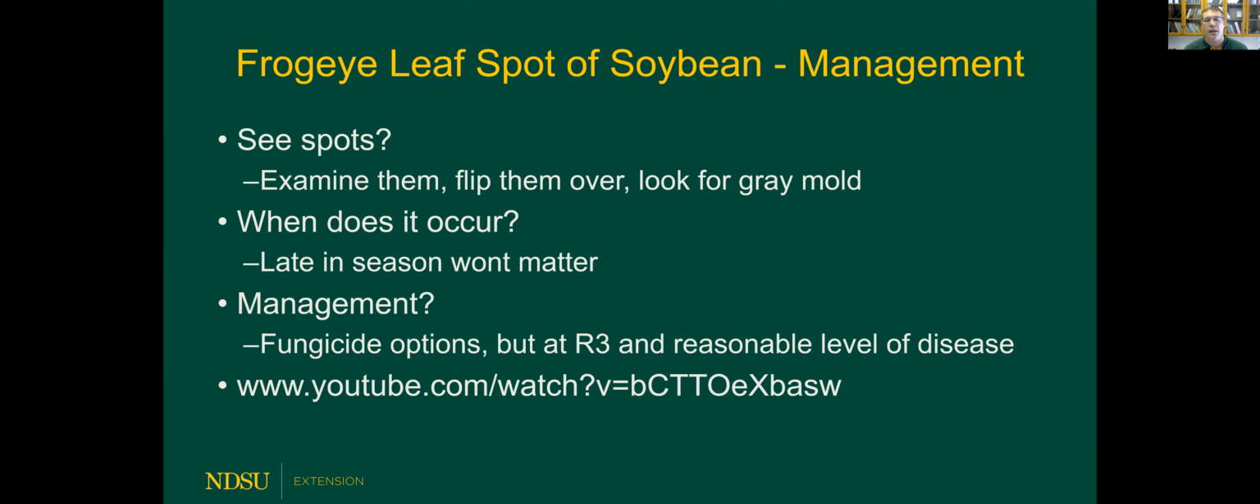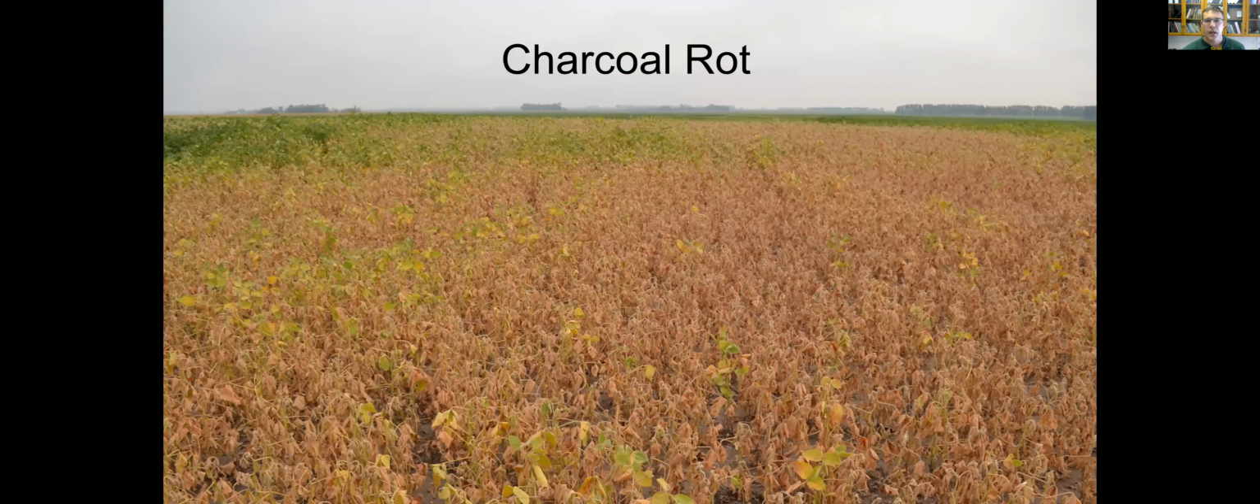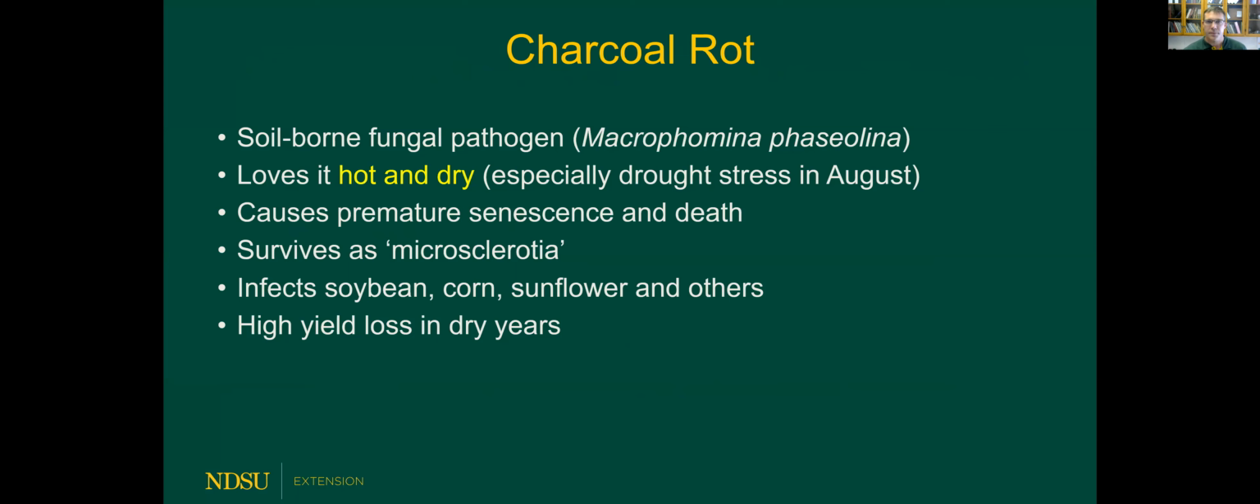This is from 2020 when we first found it, and it'll give you a good look at the symptoms of frog-eye leaf spot. The last thing I'm going to cover is charcoal rot. Now, charcoal rot is something that we have seen, and when it's dry, we see a lot, and I think it's increasing. So this is pretty important.